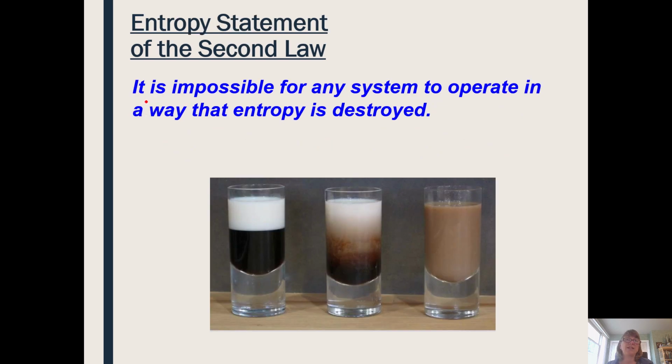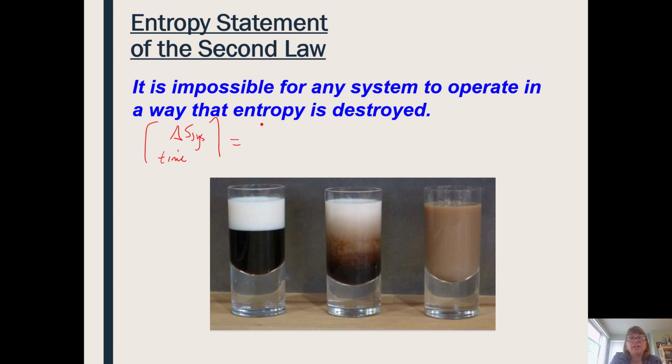If we violate either one of these statements, we basically violate the second law of thermodynamics. The last one here is our thermodynamic statement. It is impossible for any system to operate in such a way that entropy is destroyed. For example, here we have milk and coffee, and it will naturally start to mix on its own, going from something very low in entropy to something completely mixed, very high in entropy. On its own, this will not go back to its original form at all.